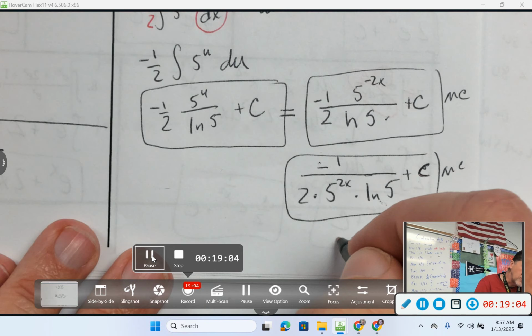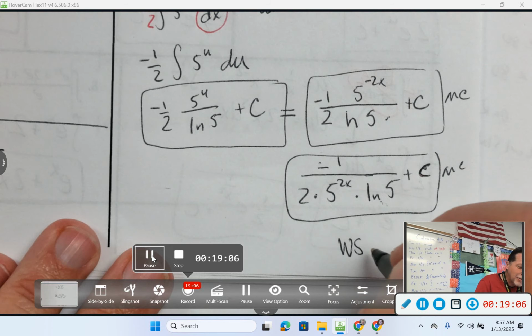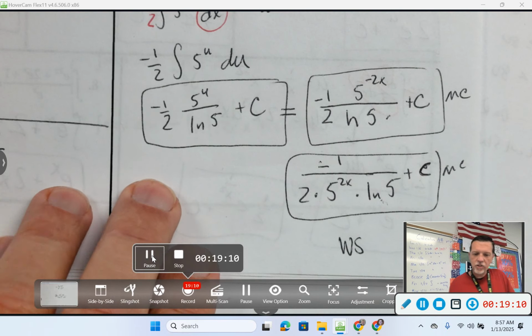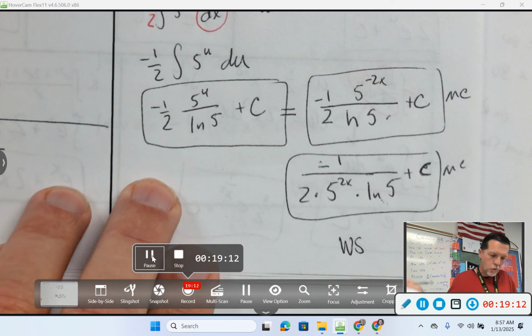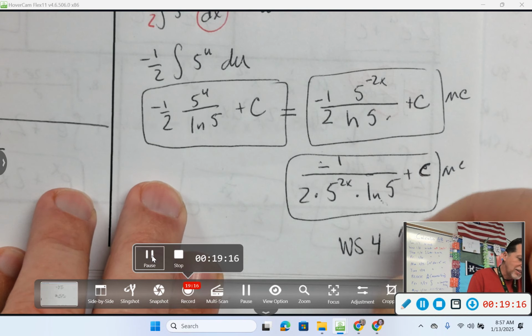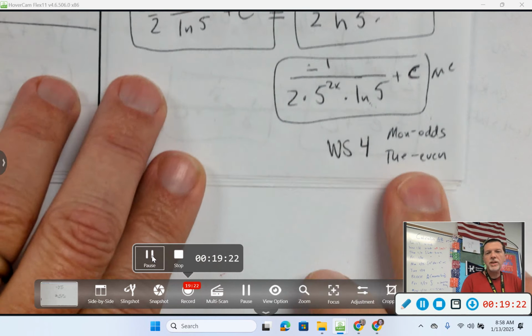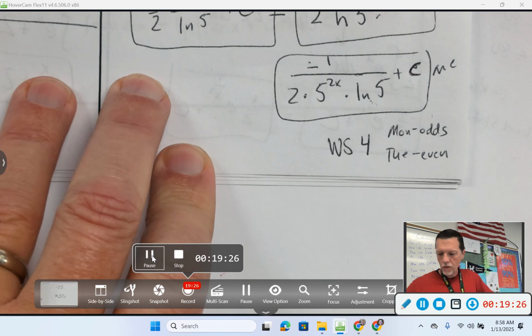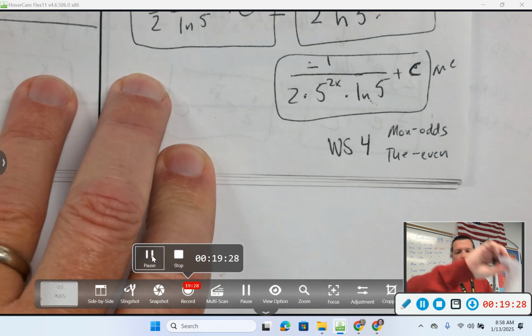Okay, good question. So that's it for today. I don't want to make it sound like it's easy, but the next worksheet in the packet is worksheet number 4. And we will have 2 days to work on it, so if you want to say today is odds and tomorrow is evens, so split it up a little bit, that's fine. Or you just want to do a few of them tonight and ask me questions tomorrow.